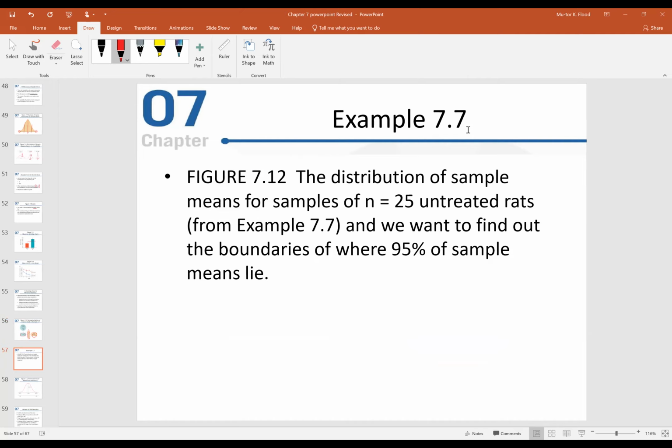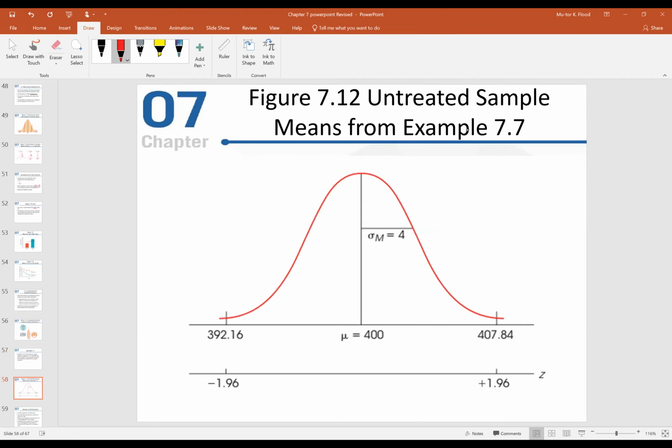So the distribution of sample means, using that previous slide, the distribution of sample means for samples of 25 untreated rats. Let's say we wanted to find out where the boundaries are of 95% of the sample means. Well, we kind of did this question a little bit last week, but now instead of using scores, we're using sample means.